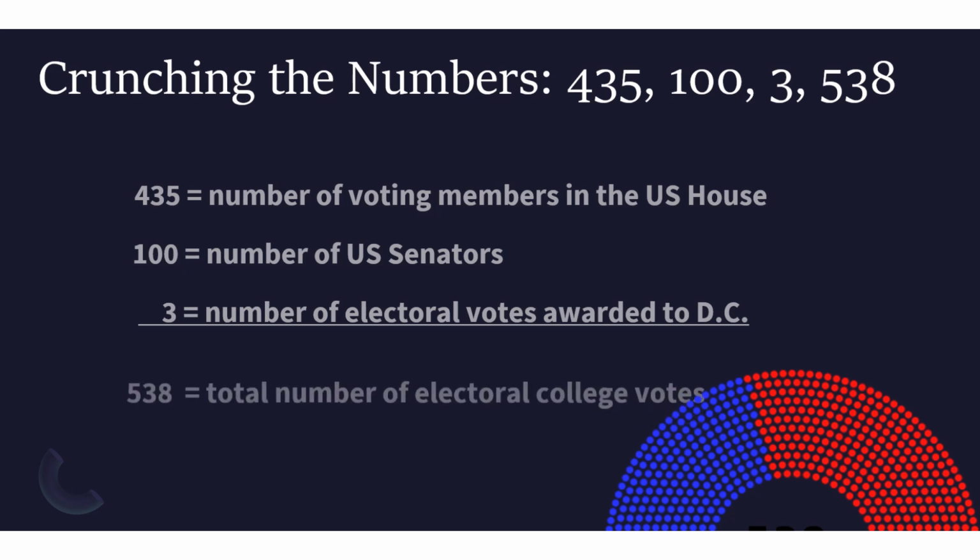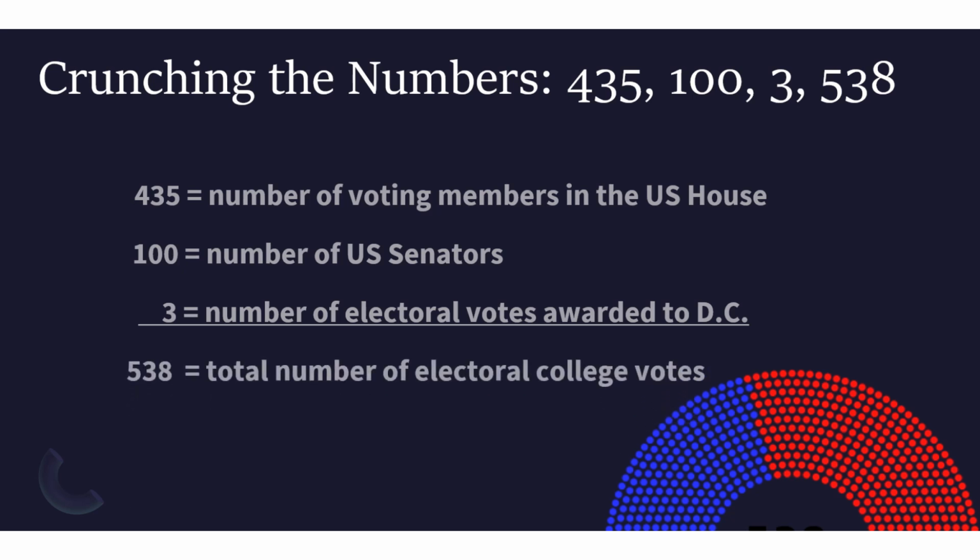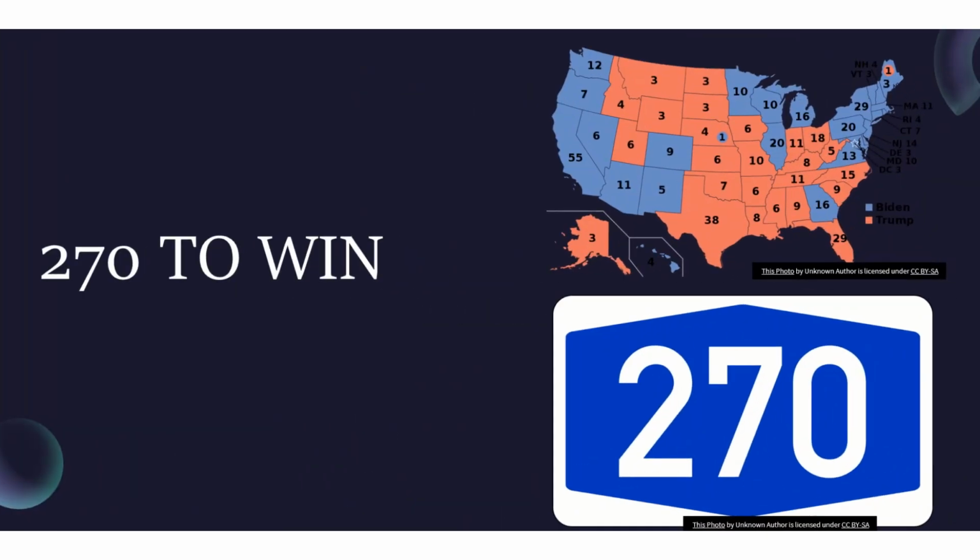So all of this means that on election day for president, 538 electoral votes are cast. That's why on election day, you always hear about 270. Why? Because 270 is a simple majority of 538. It's a little bit north of half of the number 538. All right, let's move along here.